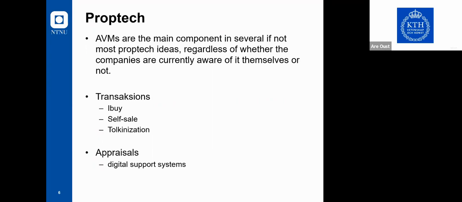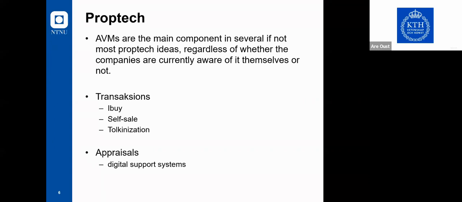But we also have the growing industry of PropTechs, and here AVMs are at the core of almost everything going on in the PropTechs. PropTech is, of course, a fast-growing industry. Then you have the transaction side. You have iBuy companies. Okay, they haven't been that successful, but maybe in the future it will be easier because the algorithms will improve. You have self-sale. Yes, that has become available basically because both the buyer and the seller now know more about the value.